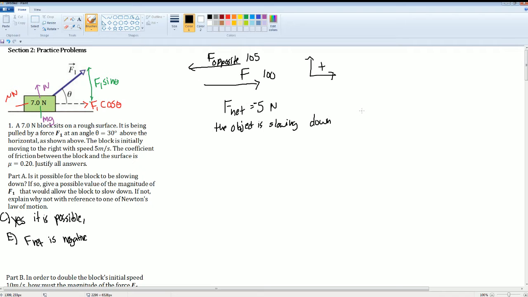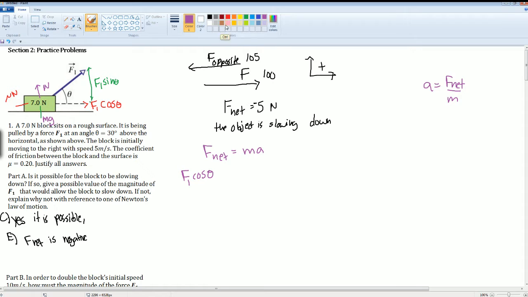So the only forces that you have in this whole scenario, you could set this up different ways. A lot of people like setting up F net equals ma. I'm not used to that, but you could do that if you want. So here I have F net equals ma. What are my forces here? The normal force cancels out with the force of gravity. So all I have is my applied force, which is F1 cosine theta.